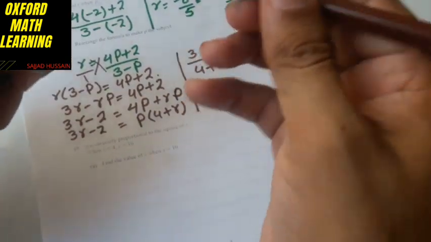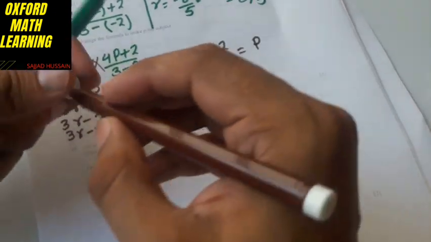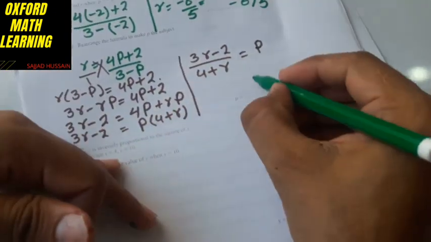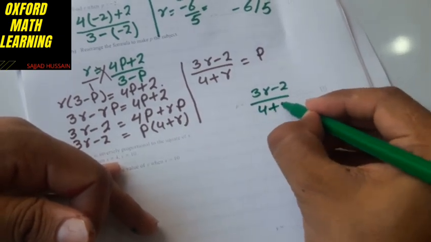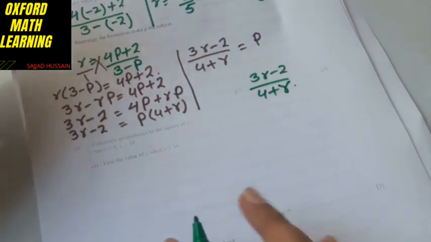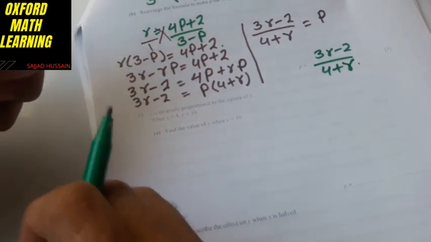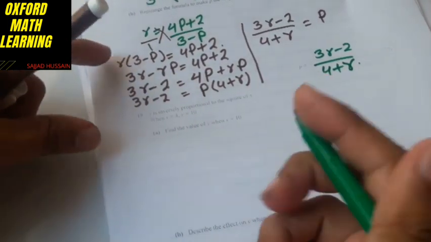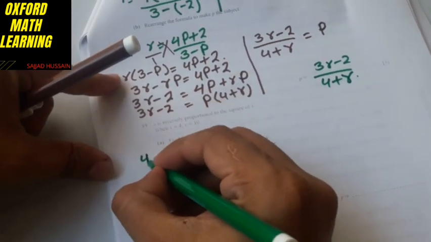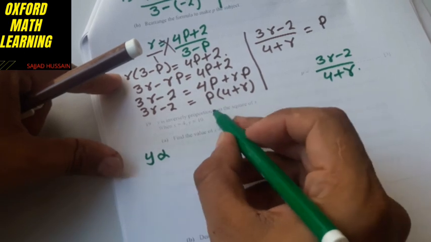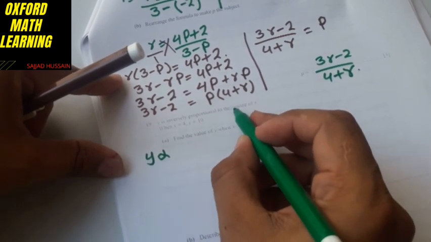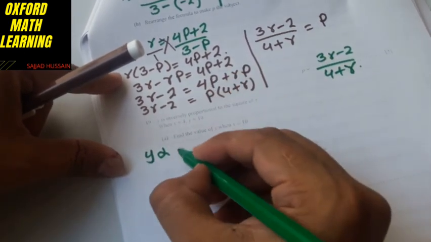It means p became the subject of the formula. Your final answer is 3r minus 2 over 4 plus r. Clear? Now on question 19, y is inversely proportional to the square of x. Y is inversely proportional to the square of x.